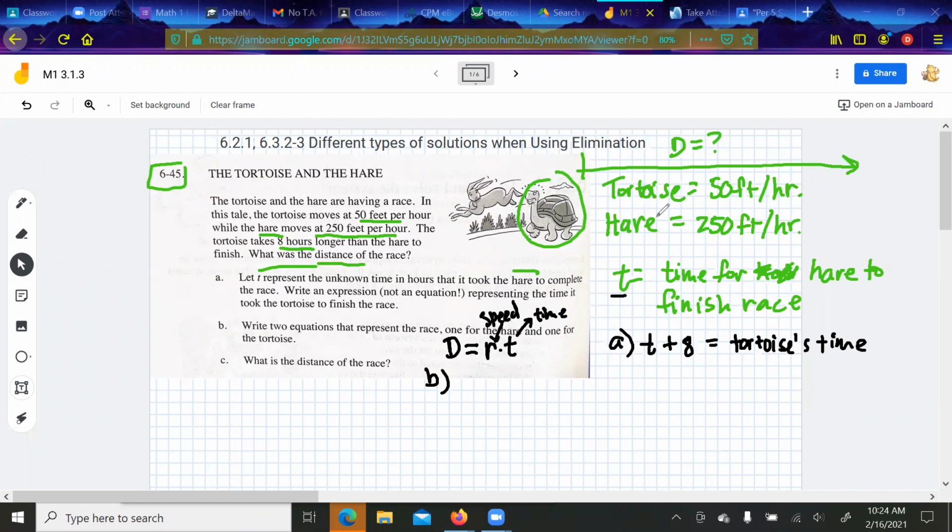Okay, if we don't know the distance of this race, that's what we're trying to figure out. What is the distance of the race? But we do know how fast they are going, and we kind of know their time. We have an expression for their time, but we don't really know their time. So write 2 equations that represent the race, one for the hare and one for the tortoise. So for the tortoise, if I start with that one, his distance, we don't know. His rate, he is going 50 feet per hour. His time is T plus 8. So we're going to put 50 times T plus 8. That is his distance equals rate times time equation. Okay, that is for the tortoise.